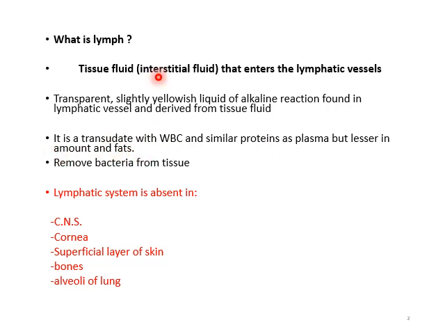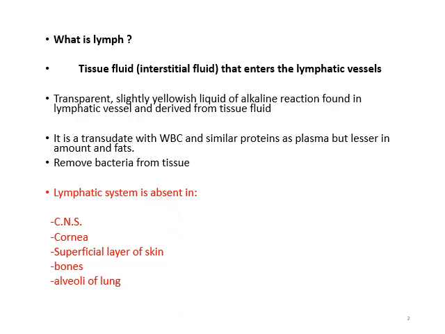What is the main function of the lymph? This removes the bacteria from the tissue for immunity. So what is lymph? Lymph is derived from the blood itself, and lymph has lymphocytes. That means WBC, mainly the lymphocytes. And for revision, the lymphatic system is absent in the CNS, in the cornea, in the superficial layer of skin, in the bones, and the alveoli of lung. So that is just for revision.